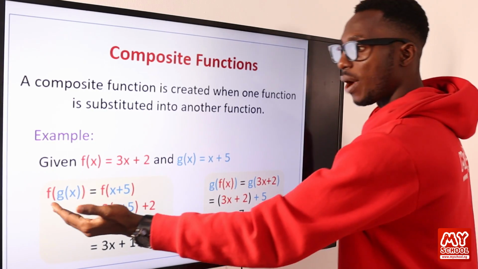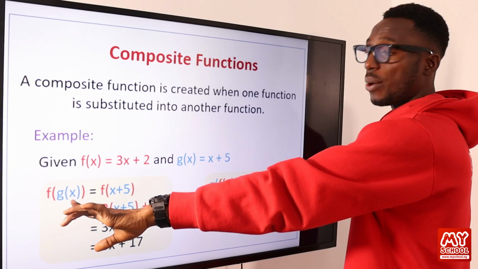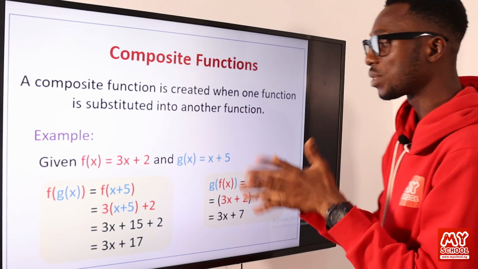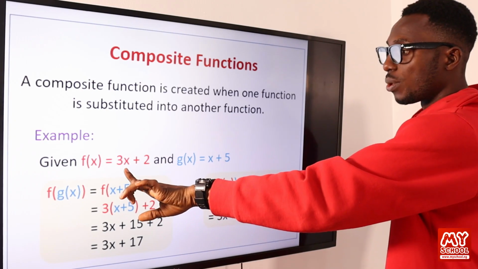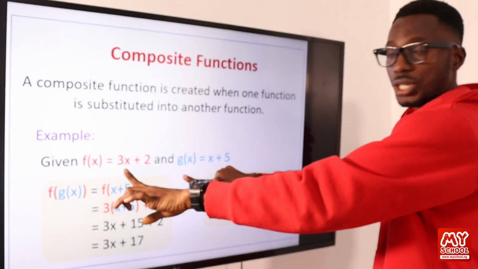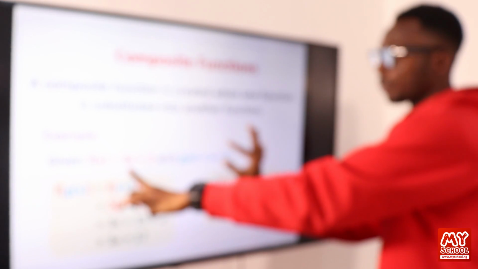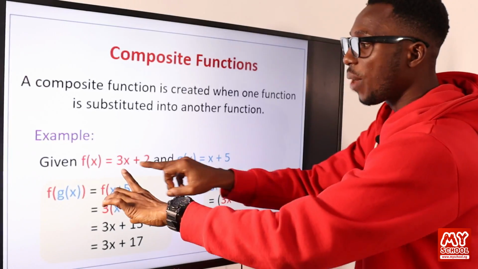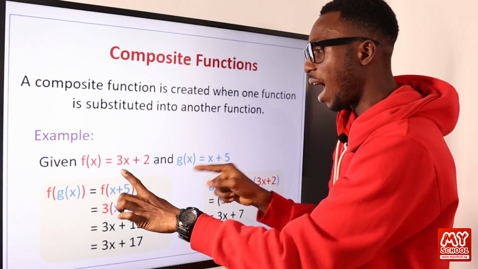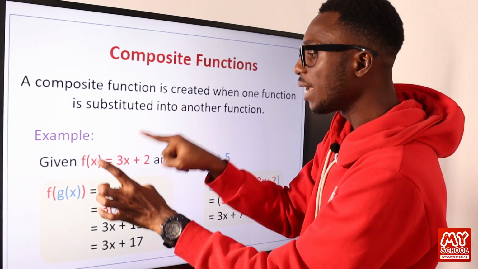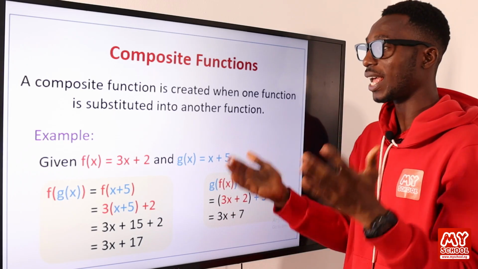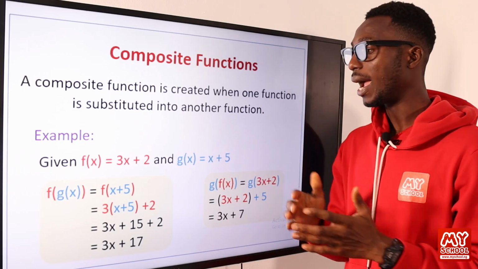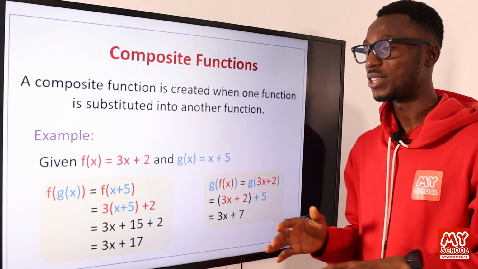So if you have f of g of x, you can see what we are going to have here. You're actually substituting the value. Anywhere you see x right here, what do you use to replace it? Replace it with what g carries. This is the expression for g: x plus 5. So anywhere I see x inside f, I'm going to put x plus 5. That will be 3 into brackets x plus 5, then plus this 2. So it's just a kind of substitution function.